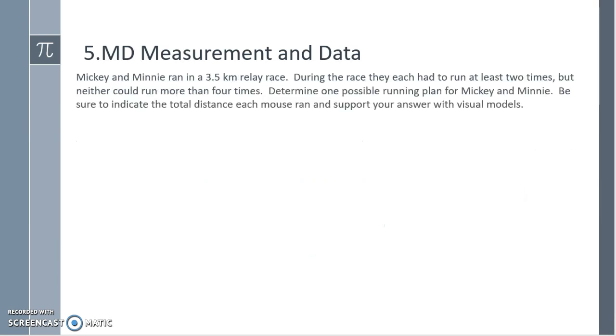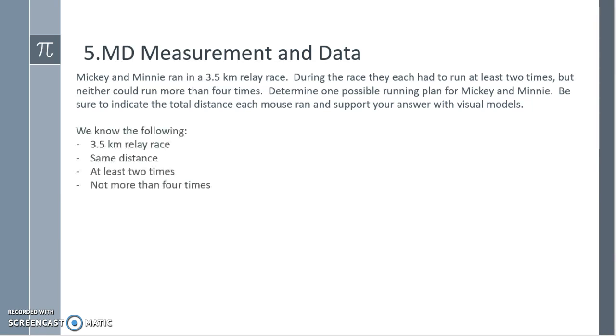Mickey and Minnie ran in a 3.5 kilometer relay race. During the race, they each had to run at least 2 times, but neither could run more than 4 times. Determine one possible running plan for Mickey and Minnie. Be sure to indicate the total distance each mouse ran and support your answer with visual models.